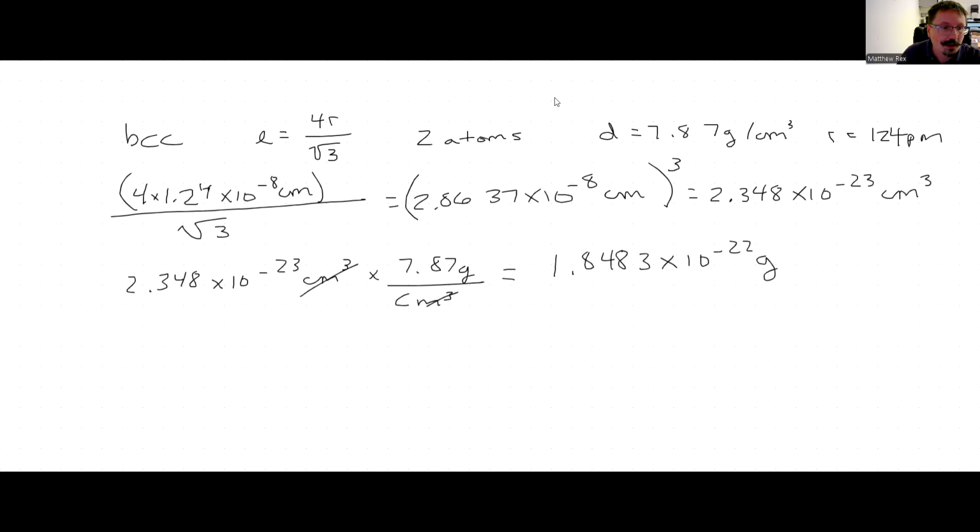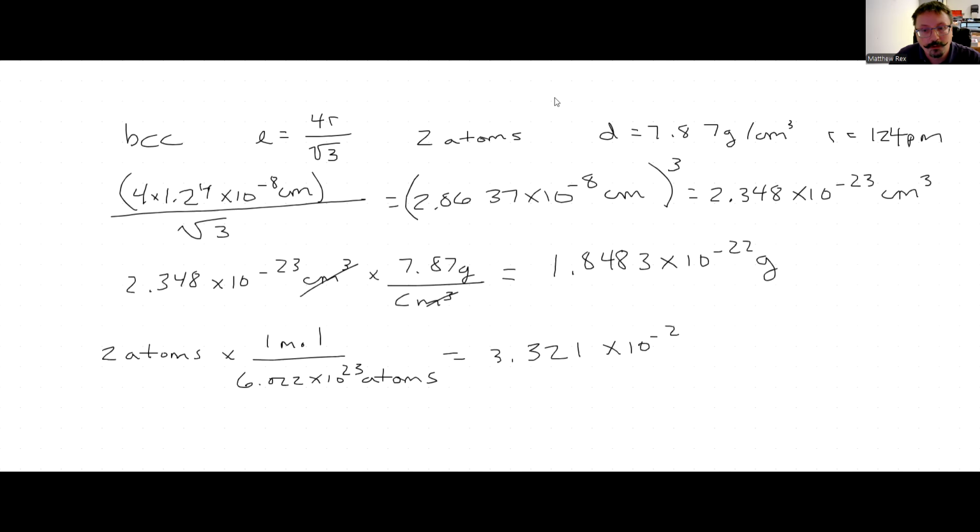So we have a body-centered cubic. That's 2 atoms contained within there. If we divide by Avogadro's number, that's going to tell us how many moles we have. That is 3.321 times 10 to the -24 moles. And now put mass over moles.